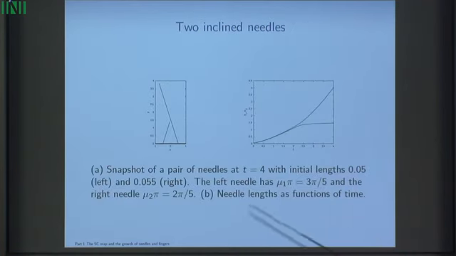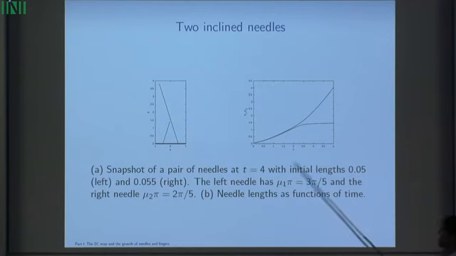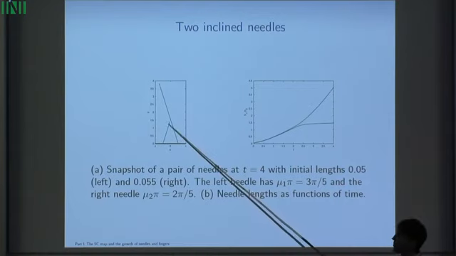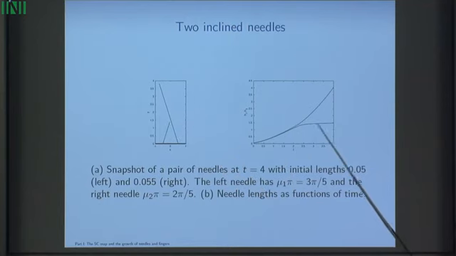So here we have a snapshot of a pair of needles which have slightly different initial lengths, and they're angled towards each other. And the one that's slightly longer eventually dominates. This one slows to a standstill, and this one carries on. So here are their heights as a function of time. And this is the one that obviously comes to a standstill.